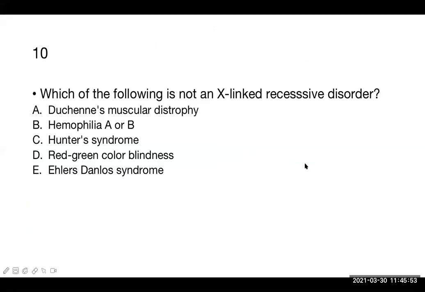Now, which of the following is not an X-linked recessive disorder? The similar type of question which you have just solved here. So, not an X-linked recessive disorder. Now, all of these are X-linked recessive disorder except one of them. So you have to choose that. Duchenne muscular dystrophy, hemophilia A or B, Hunter syndrome, red-green color blindness, and Ehlers-Danlos syndrome. Which one you think is the correct option here?